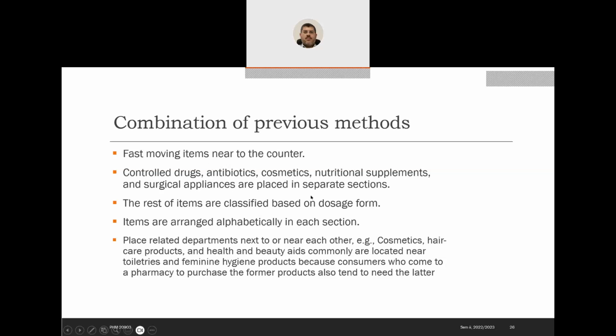But when it comes to the rest of medications, usually they will be classified or arranged based on the dosage form. Usually oral dosage forms, the solid oral dosage forms, together. Injections will be together. Eye drops will be together. Eye and ear drops. Syrups usually will be together, and usually will be placed near to the floor. Okay, in the lower part of the cabinet will be syrup. The upper part will have the solid dosage form.